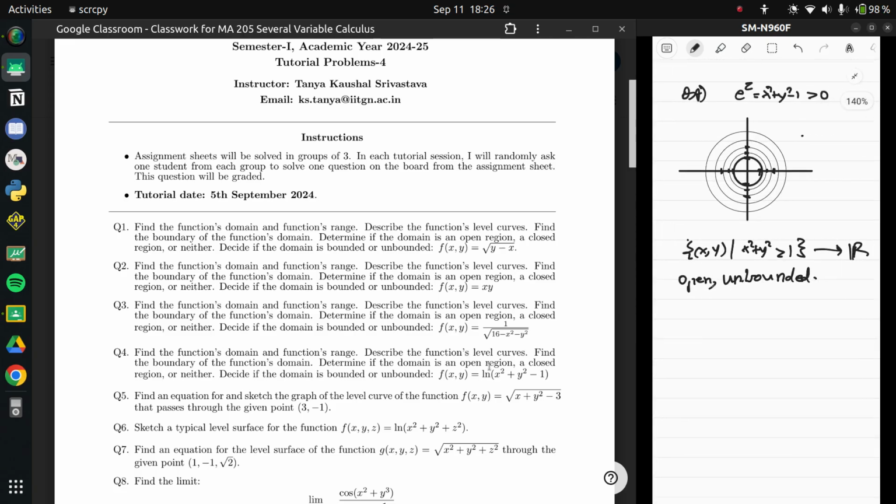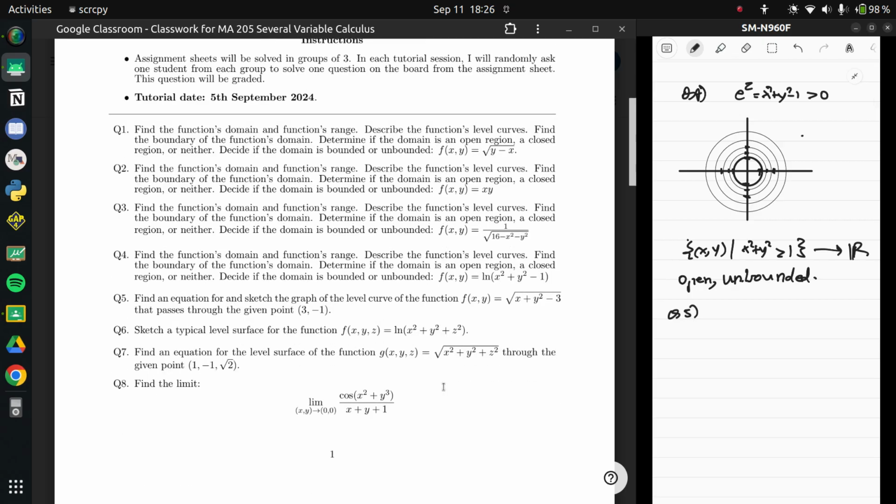Right. Next. Question 5 is find an equation for and sketch the graph of the level curve of this function, the square root. Oh, come on, give me a break. Is this the same thing again and again? I don't want to sketch these graphs. It passes through the given point. Oh, so just one of the level curves passes through this point. Okay, sure, that shouldn't be hard.